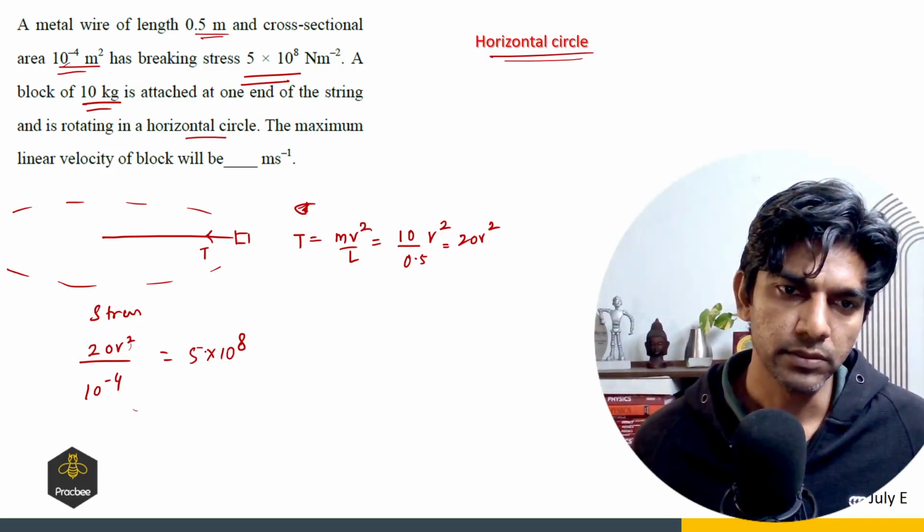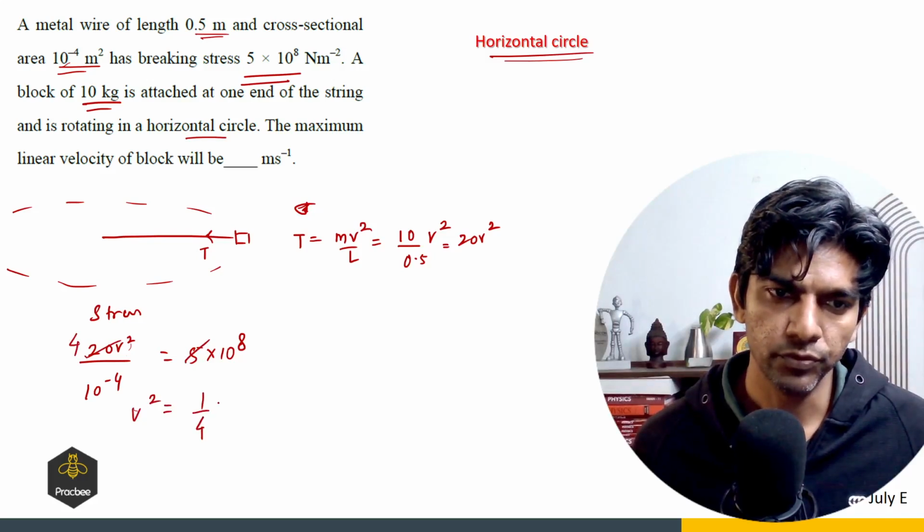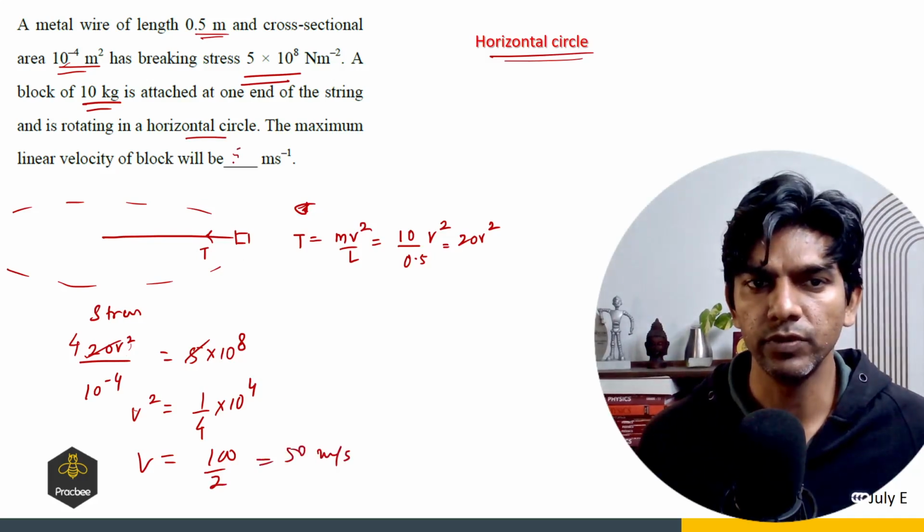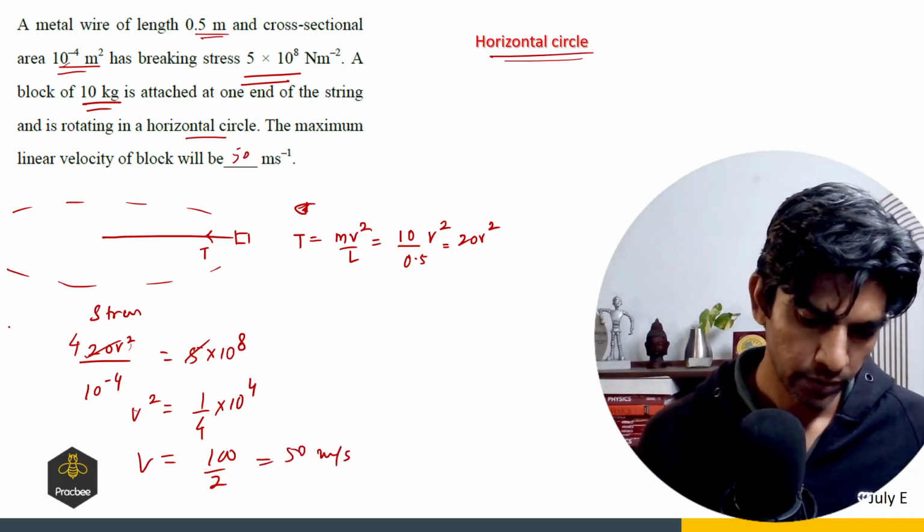From this, V square will be 1 by 4 into 10 raised to 4. So V will be 100 by 2, that will be 50 meters per second. So 50 is the answer of this question.